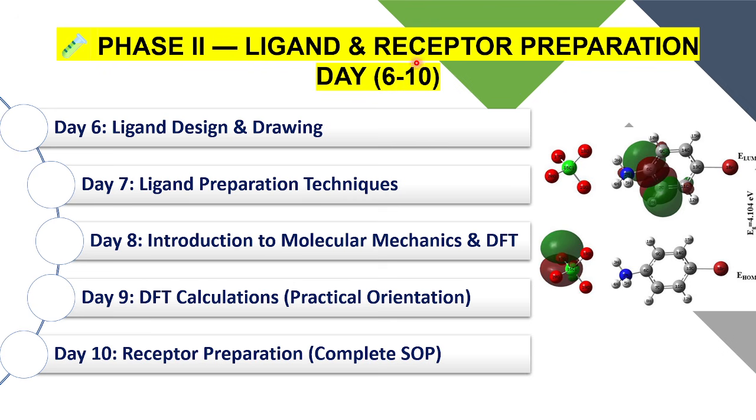Then in phase two, we'll learn how to design a ligand molecule, how to prepare a ligand molecule, then molecular mechanics and DFT studies, and like this we will proceed. Then on day 10, we'll go for the preparation of the receptor, the complete SOP, and I will show you 3 to 4 software tools for how you can prepare the entire receptor.